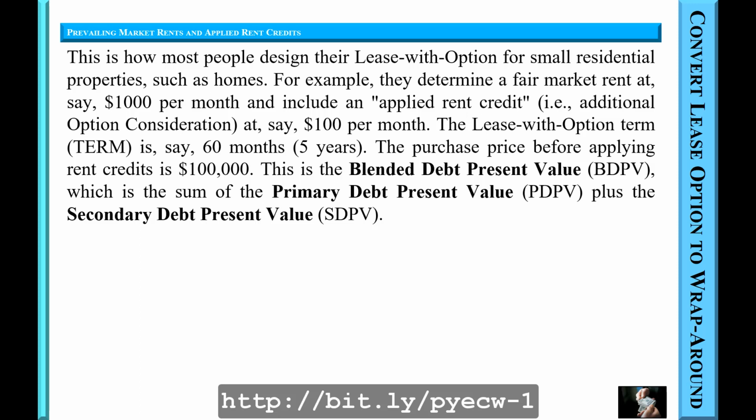The purchase price before applying rent credits is $100,000. This is the blended debt present value, which is the sum of the primary debt present value plus the secondary debt present value.